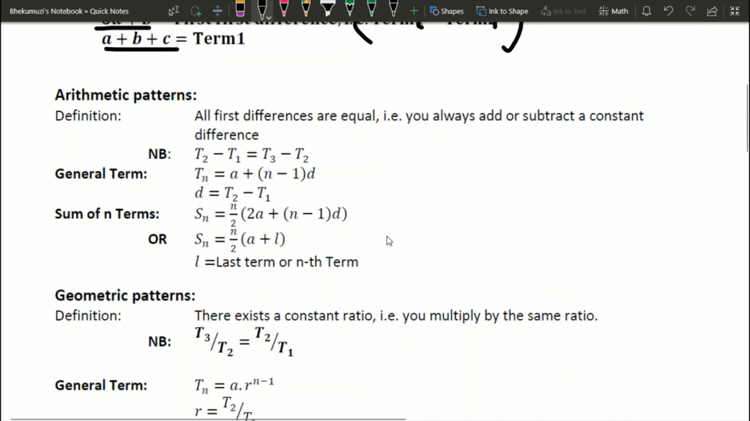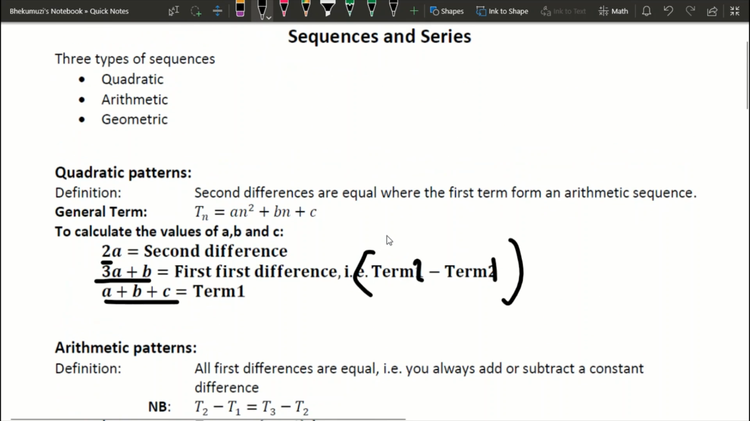Now, let's look at, and you can see where this a + b + c comes from. If your n was 1, then what you'll be left with is a + b + c.